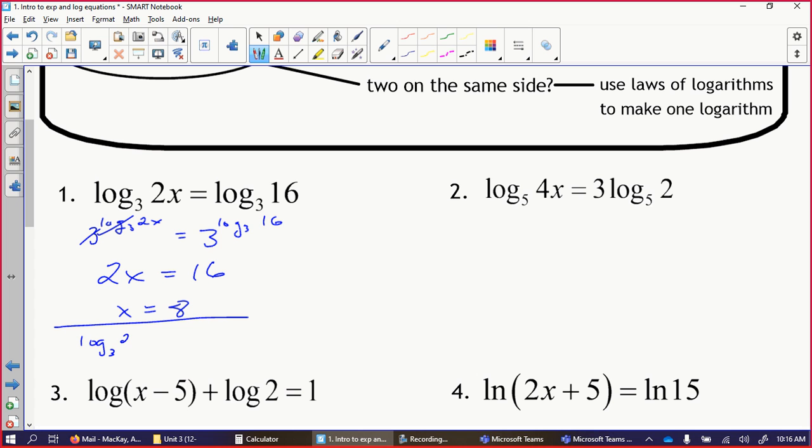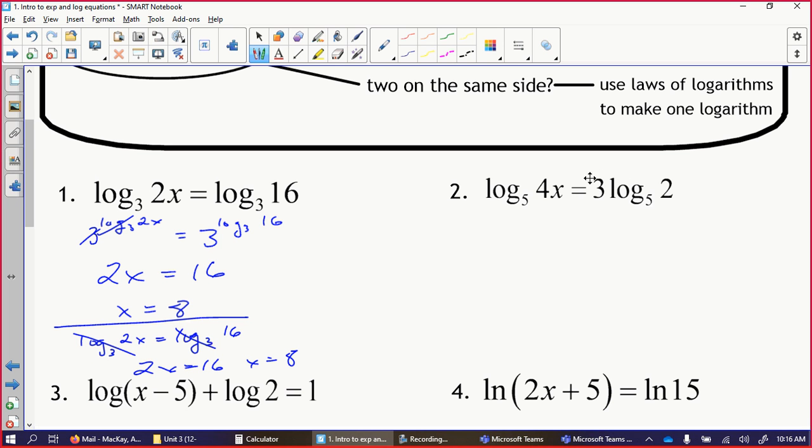When we say eliminate, really, if I looked at that again, log base 3 of 2x equals log base 3 of 16. That and that are going to be opposite. So 2x equals 16, x equals 8. So we can do that sort of thing.